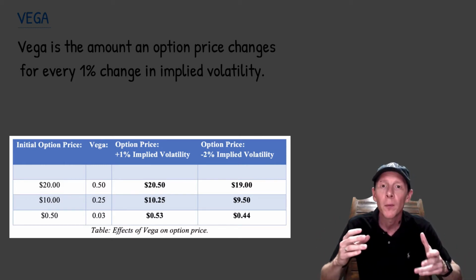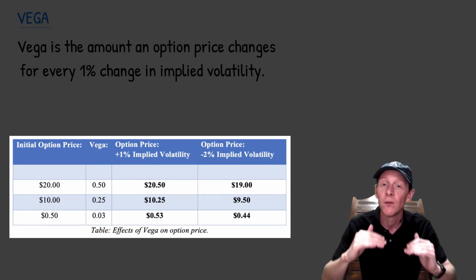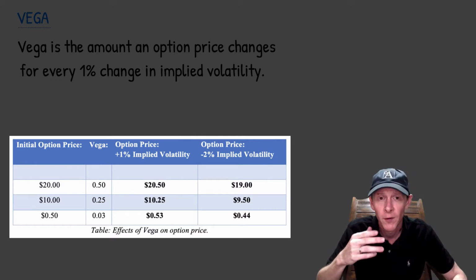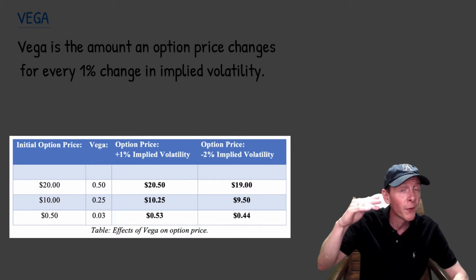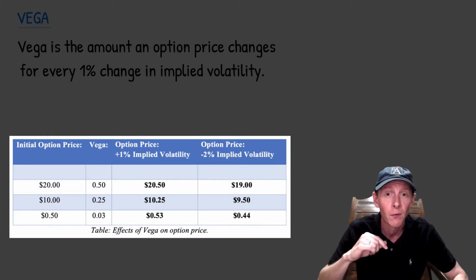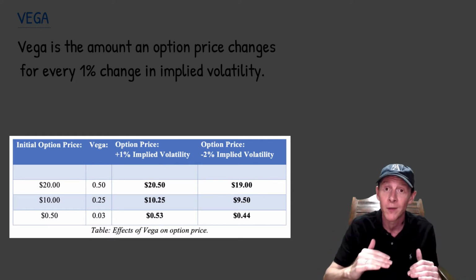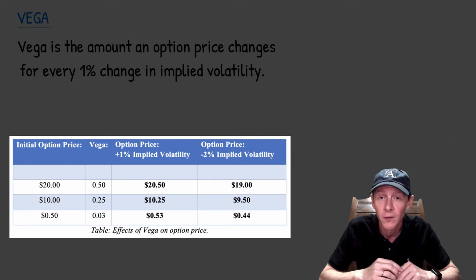Assuming all other variables are held constant, an increase in implied volatility will lead to an increase in an option's value, and the reverse is true for falling implied volatility. Take a look at the table then. The first row shows a $20 option which has a 0.5 Vega. We see from the third column, when the option's implied volatility goes up by 1%, we should expect the price of the option to rise to $20.50. Conversely, when implied volatility goes down, this time by 2%, we see the price of the option fall to $19.